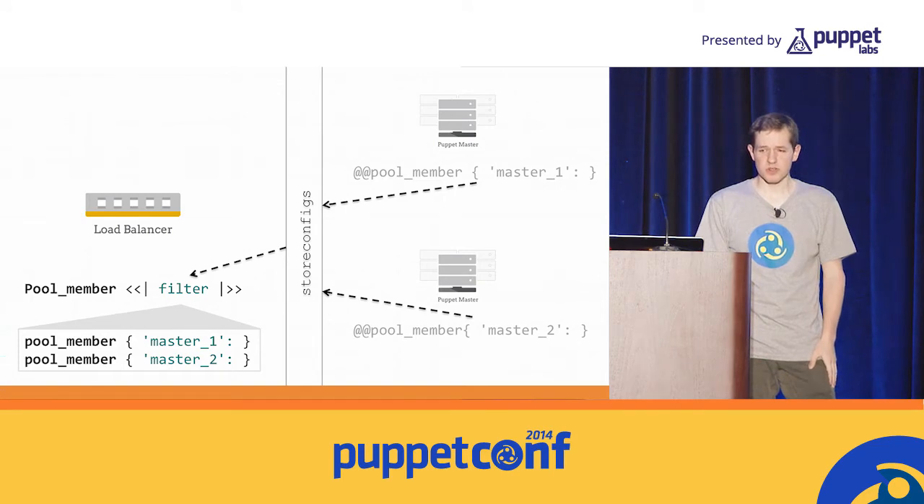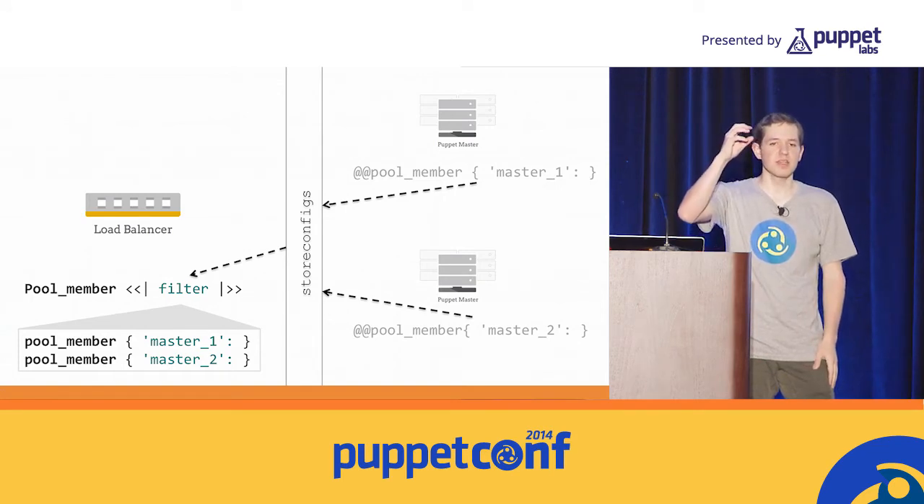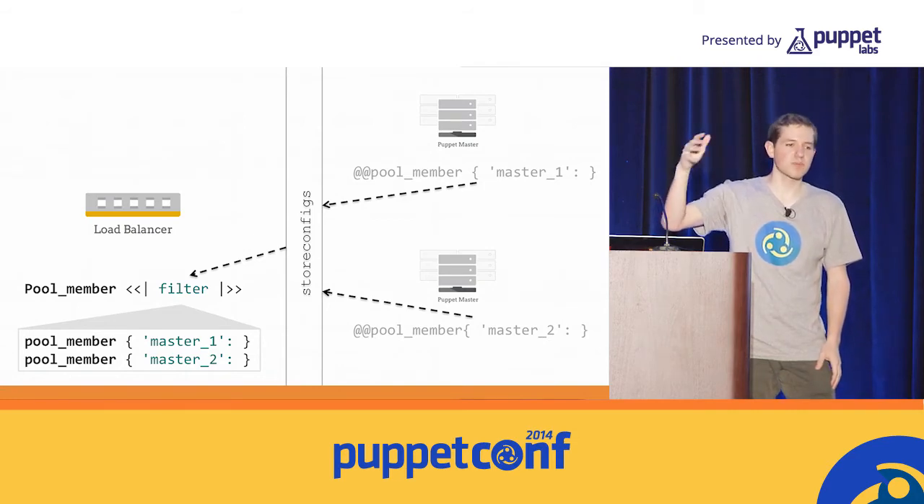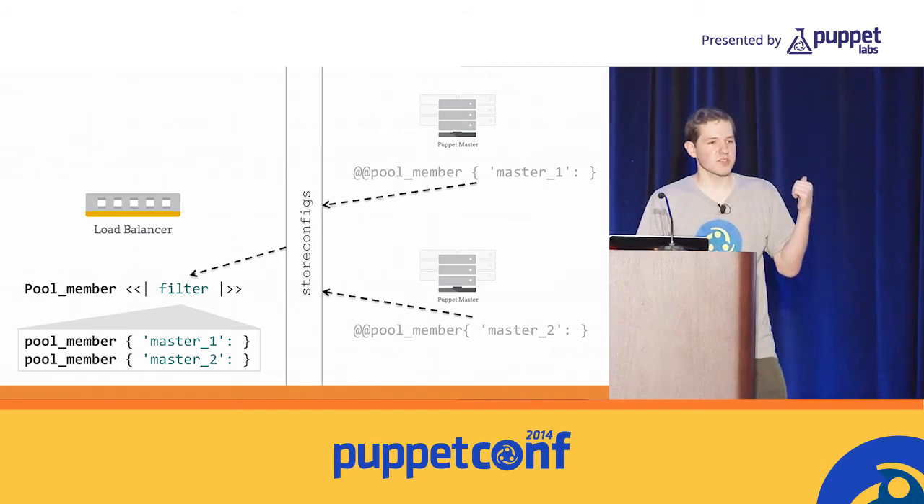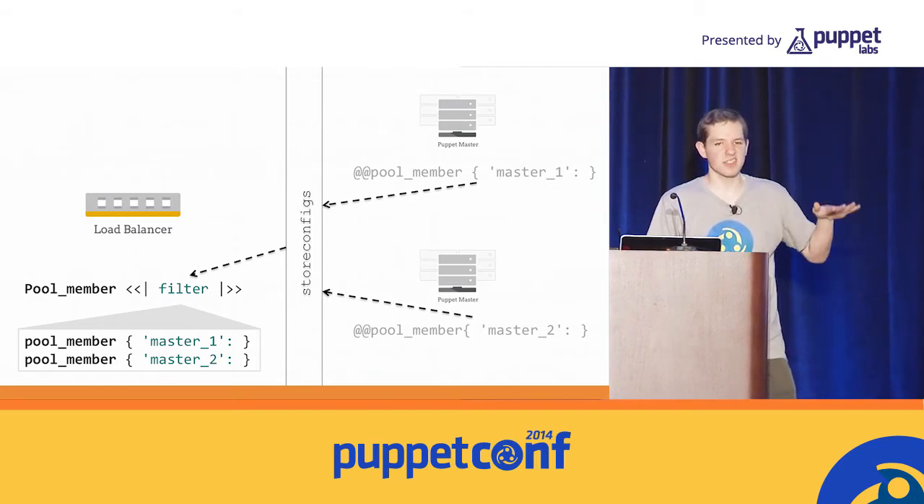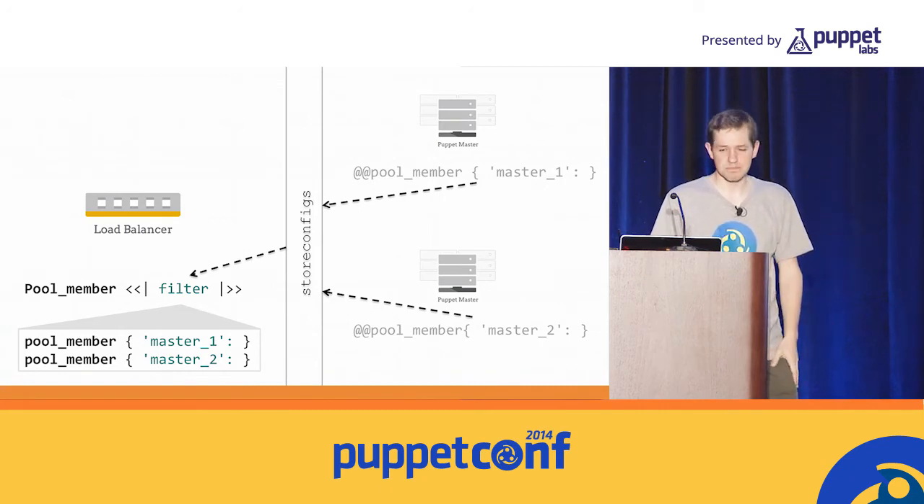And exported resources are not just giving data up, they're saying, here's what a resource would look like that would appropriately configure a load balancer if I were one. And let's publish that to a database, which is PuppetDB or storeconfigs. That word storeconfigs, you might see a little bit. I think we're actually in the process of trying to kill it in favor of just calling it straight exported resources and not worrying about it.